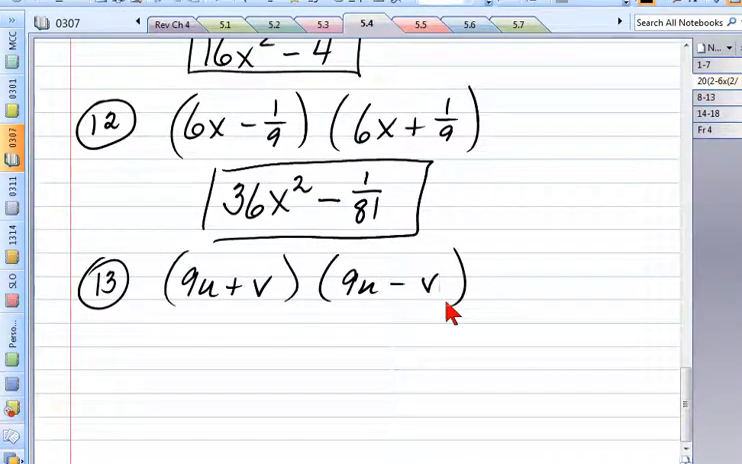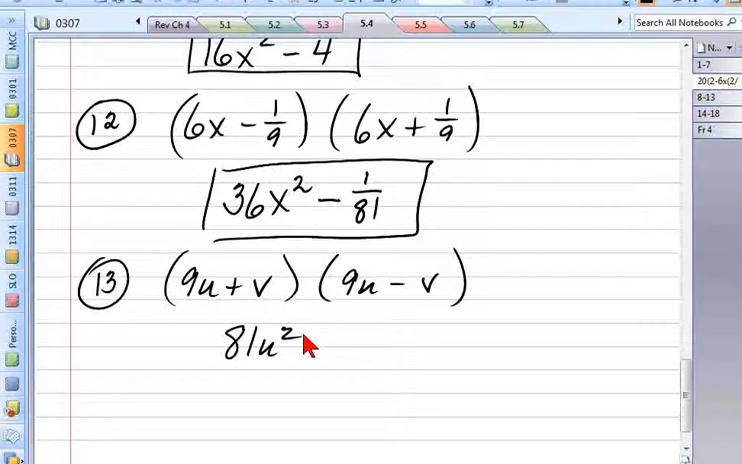The first thing is a U and the second thing is a V. All right, so it's 9U plus V times 9U minus V. Is it a sum and difference product? Yes. So, product of the first, 81U squared, outers, inners, nobody cares, minus V squared.